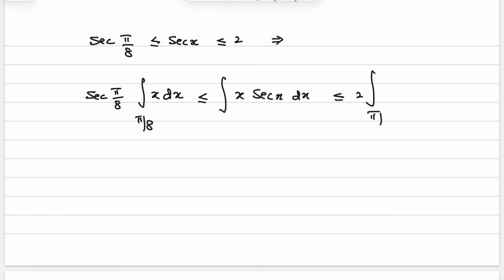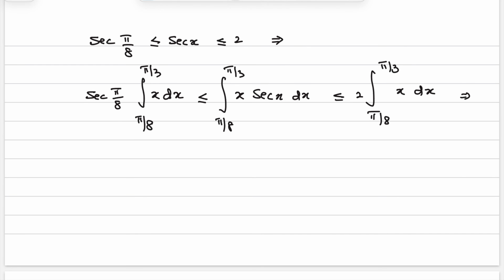Please make a note of it. Pi by 8 to pi by 3. This is an inequality applied to definite integral. How we are easily applying it? Please try to understand. If there is an inequality, we are applying multiplications to it, divisions to it, and even integrals to it. Definite integrals. Now, this is the result we have got.